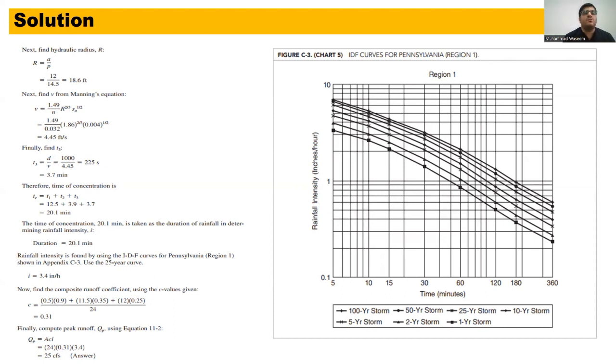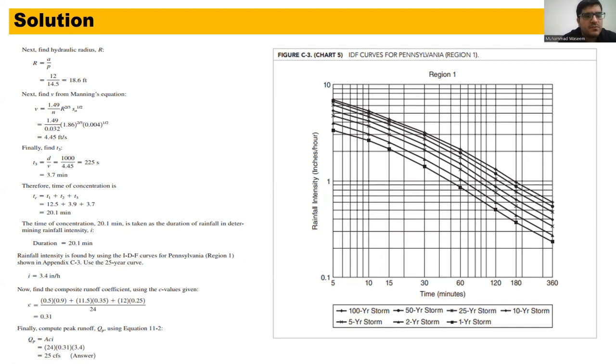And then we found the total time of concentration by adding all these three times of concentration for different types of flows: initially sheet flow or overland flow, then the shallow concentrated flow, and then the stream flow. So our total time of concentration is 20.1 minutes.